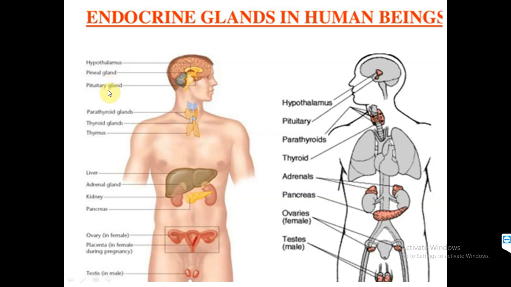The pituitary gland regulates the functions of several other endocrine glands. That's why it is also called a master gland. Same way as the brain controls our various activities and is called the master organ, in the same way the pituitary gland controls the other endocrine glands, so it is called the master gland.